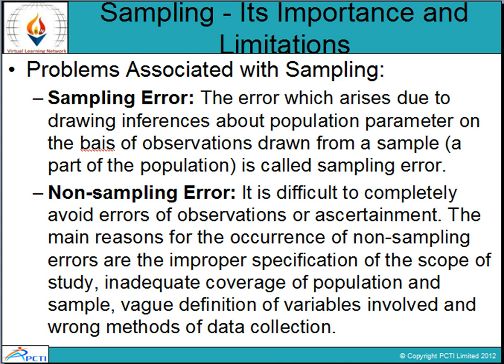Non-sampling errors are very difficult to completely avoid by simply observation or ascertainment. So the main reasons for non-sampling errors are basically the improper specification of the scope of the study, or if there is an inadequate coverage of the entire population and the sample. If there are vague definitions of the variables involved, and lastly when there are wrong methods of the data collection employed, then non-sampling errors occur.